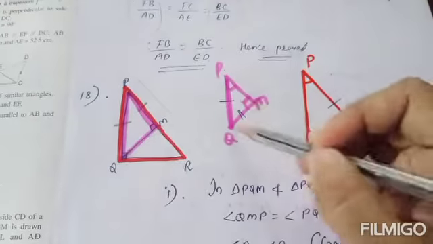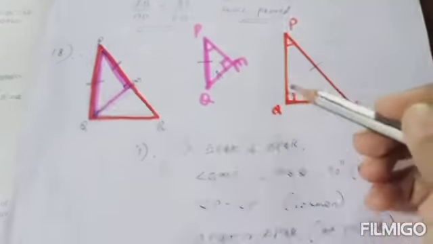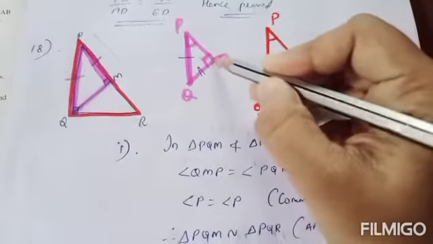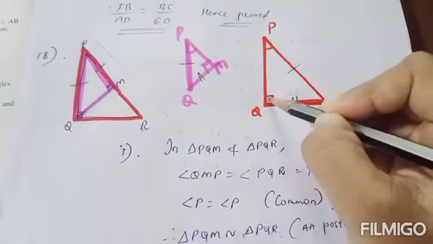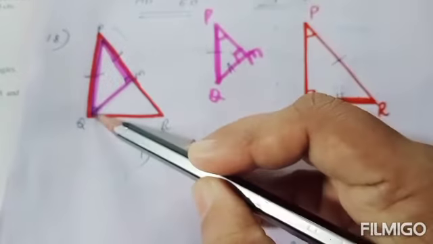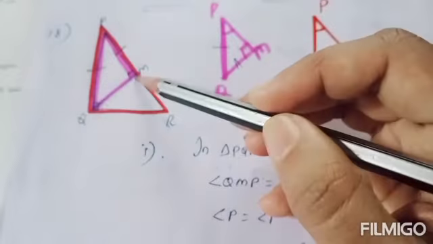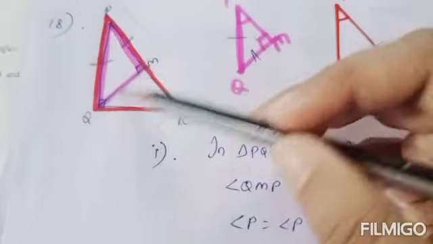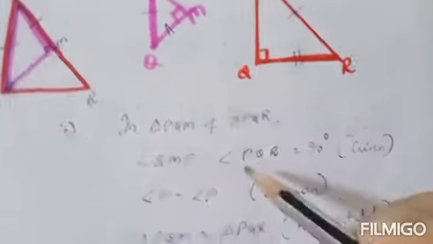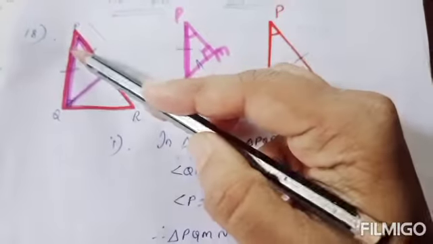So in triangles PQM and PQR, which angles are equal? That we can find. In triangle PQM and triangle PQR, angle QMP equal to angle PQR, since they are 90 degrees. In PQR, angle Q is 90 degrees, and in triangle PQM, angle M is 90 degrees. So we can write angle QMP equal to angle PQR equal to 90 degrees, given. Now in these two triangles, angle P is common.